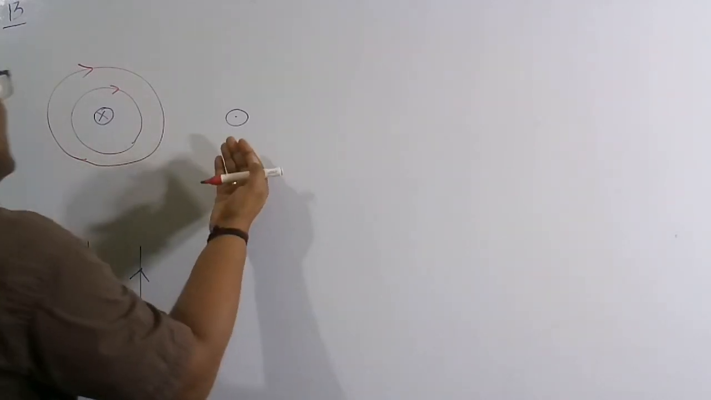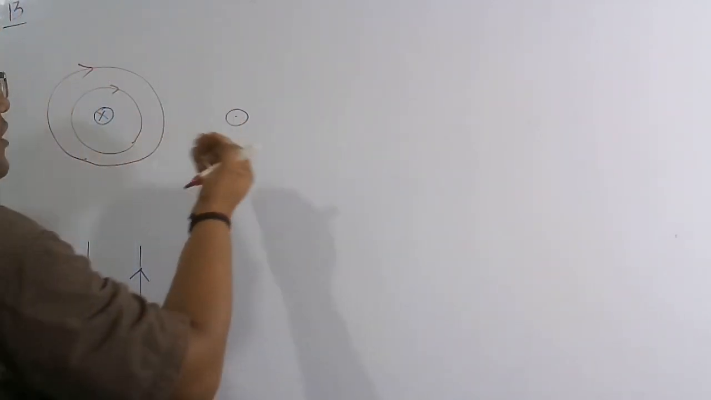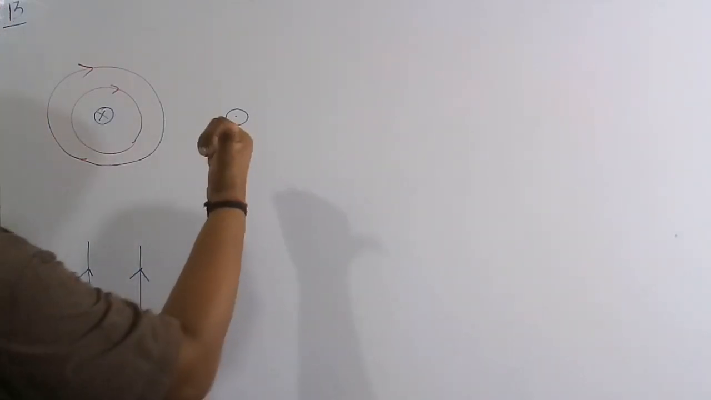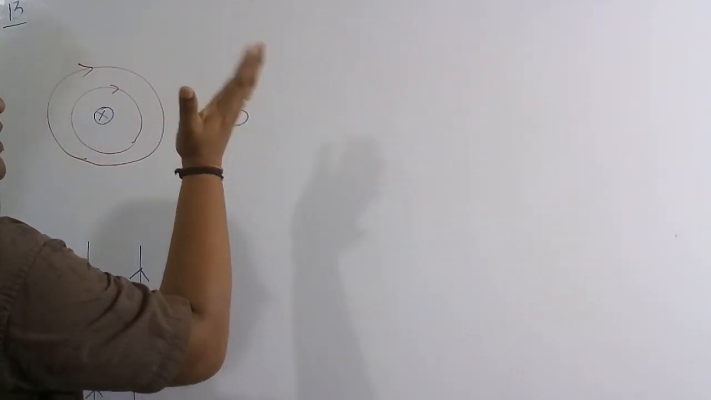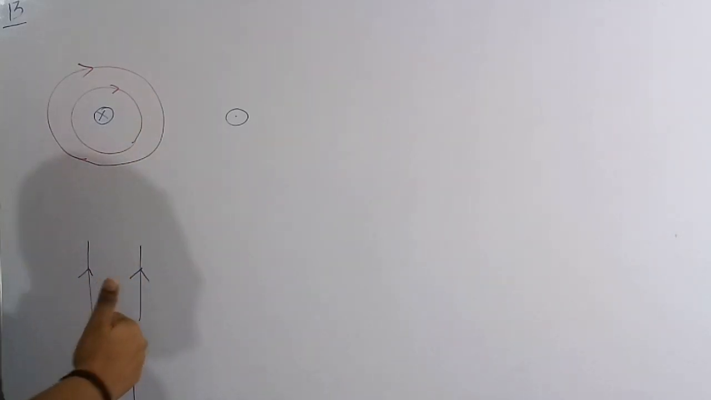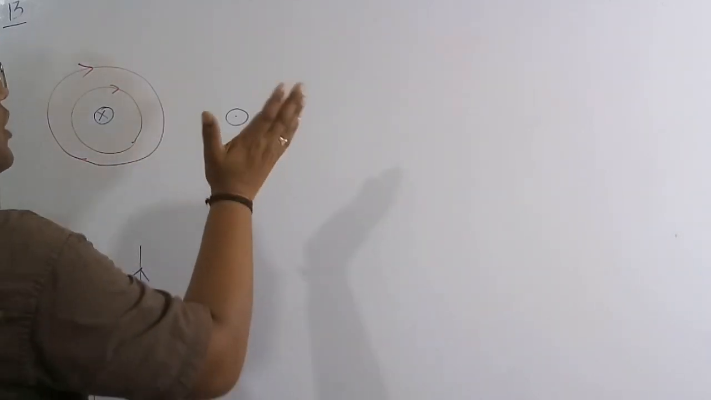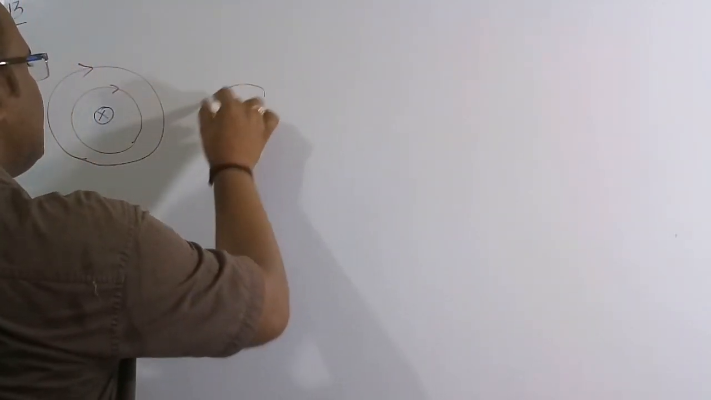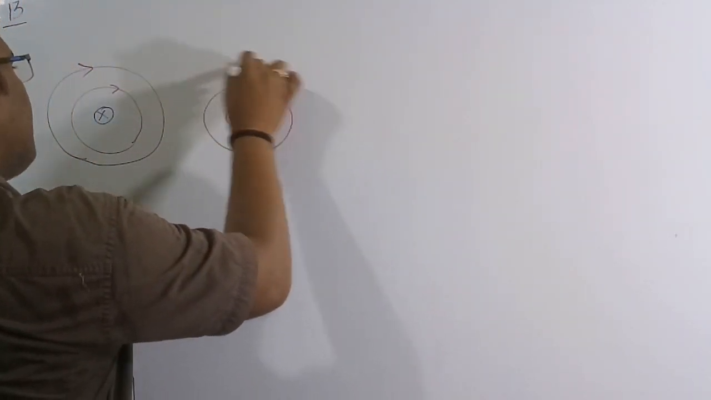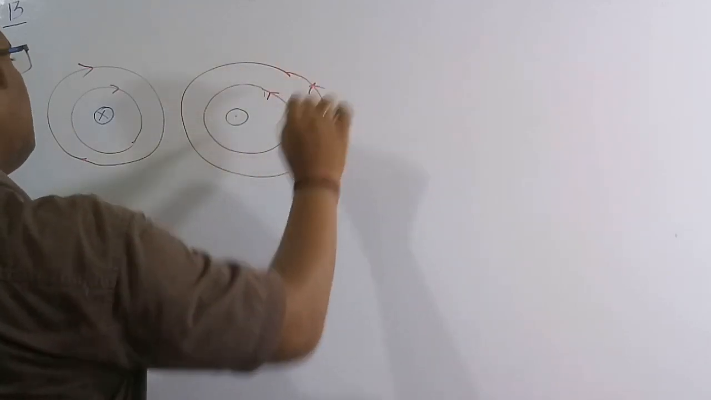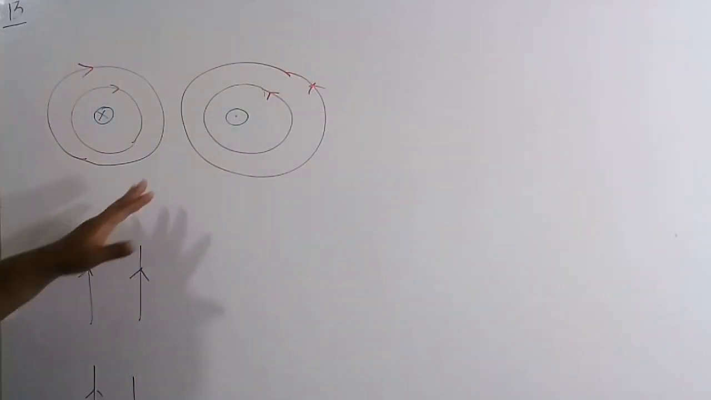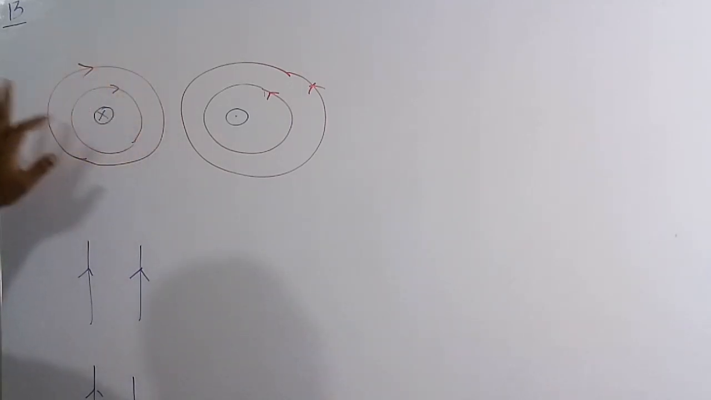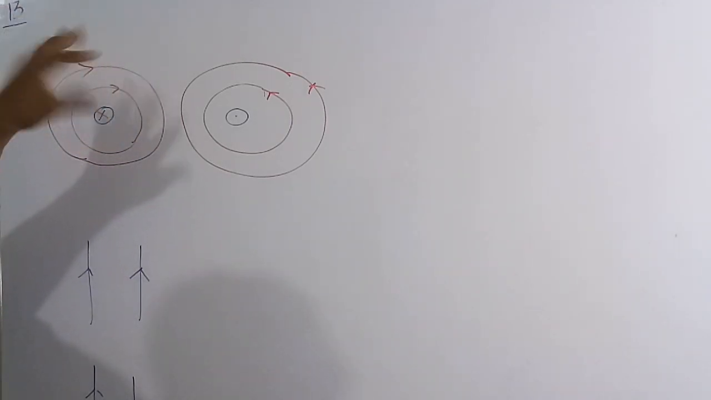But if the current is coming outside the board, the dot indicates the current is coming outside the board, and if you keep the thumb in the direction of the current and curl the fingers, the curling of the fingers represents the direction of the magnetic field. So now these are in the anti-clockwise direction. So this is the direction of the magnetic field due to current in a wire. Therefore we can conclude that any current in a wire produces a magnetic field in concentric circles.